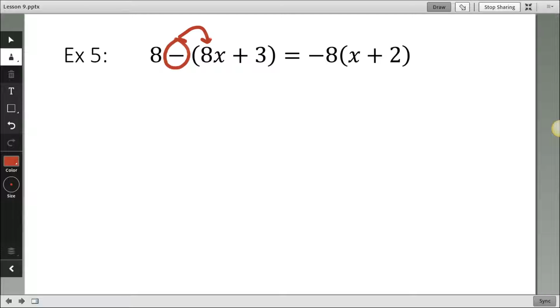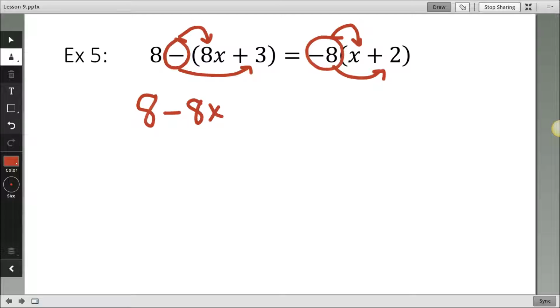I'm going to distribute this, and I'm going to distribute that. First step is always to distribute. So we end up with 8, because I haven't done anything in that first 8, minus 8x minus 3. On the opposite side, I end up with negative 8x minus 16. There's an x there.